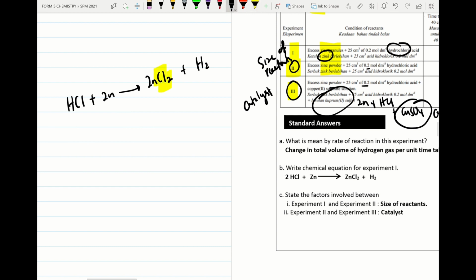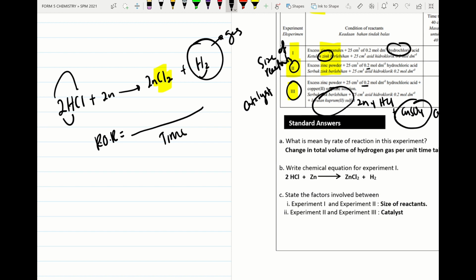Chloride will be 2, so we put 2 here. So chloride balance, hydrogen 2, hydrogen 2. When there is a volume of gas released, we try to write down the formula to calculate rate of reaction. So divide with time, and this symbol is known as per unit. When there's a gas, we collect the volume of gas every interval of time. So we put here volume of hydrogen gas.